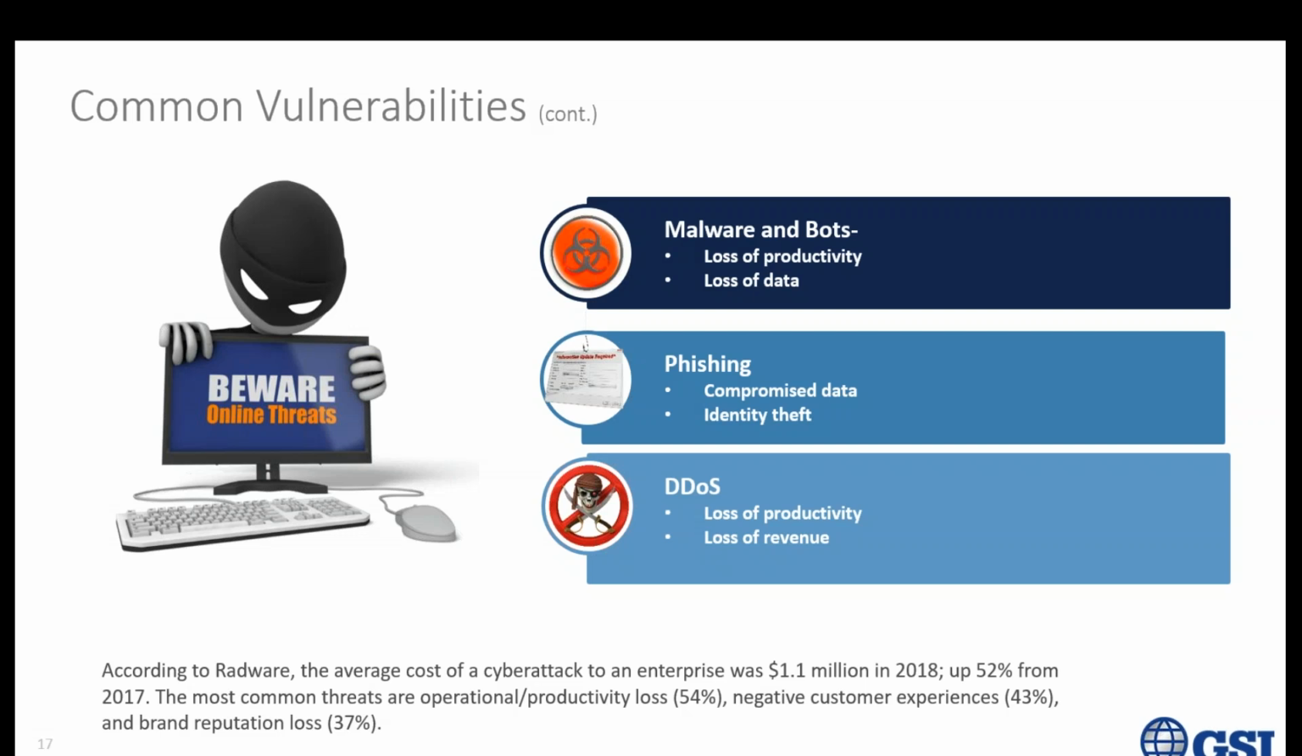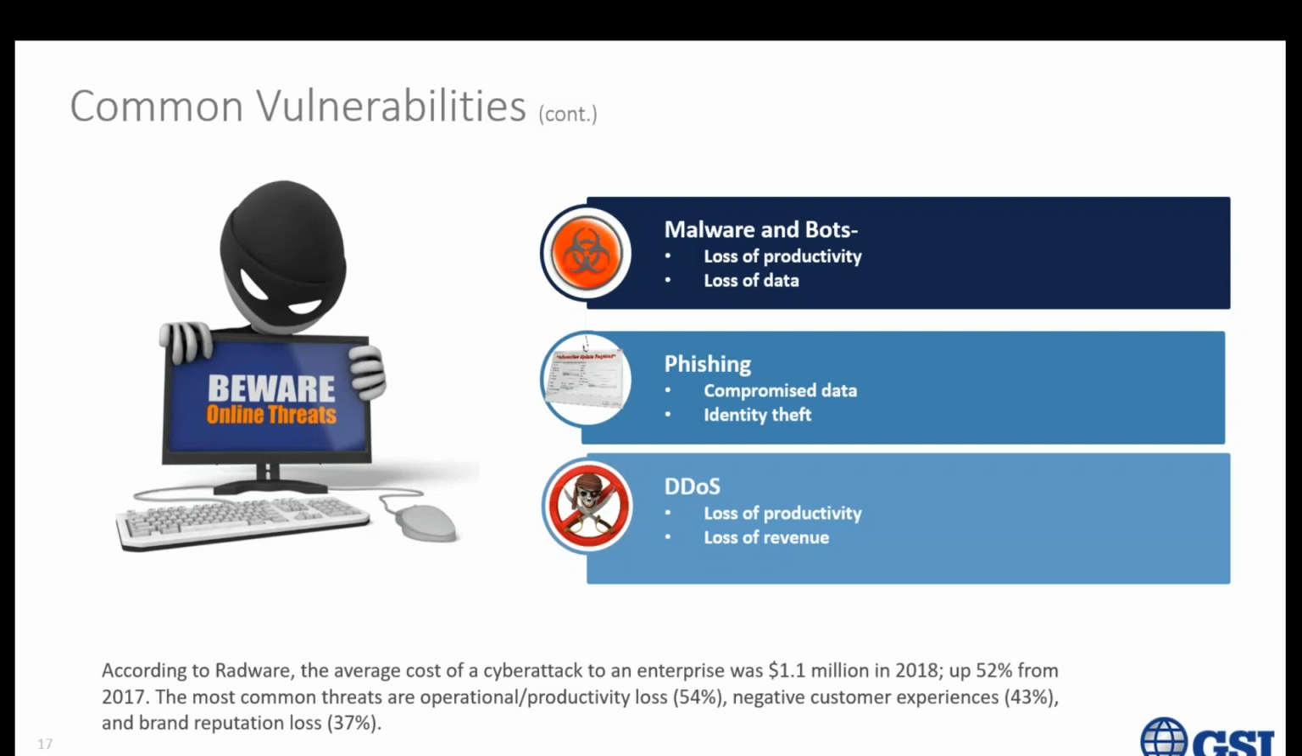According to Radware, the average cost of a cyber attack to an enterprise, and when we say enterprise, we're talking about people like Delta or Coca-Cola, Home Depot, large corporations like that, the average cost is over $1 million per incident in 2018, and that's up 52% from what it was in 2017. That could be devastating to a smaller company. Yeah, those numbers are ridiculous. And if you're a company the size of GSI or a normal SMB, or even a mid-sized company, those incidents can be devastating. Those numbers are up from 2017, 52%.